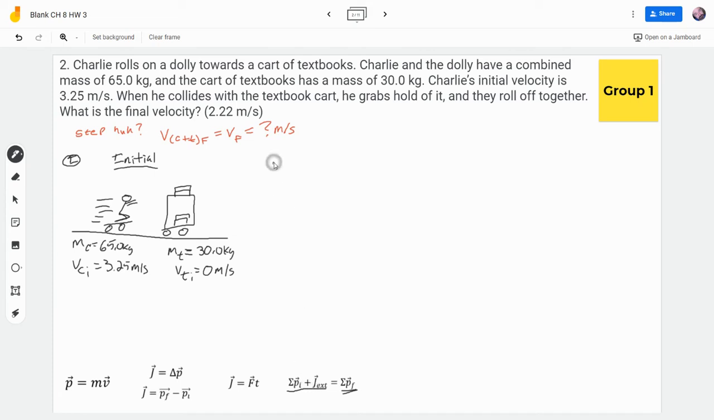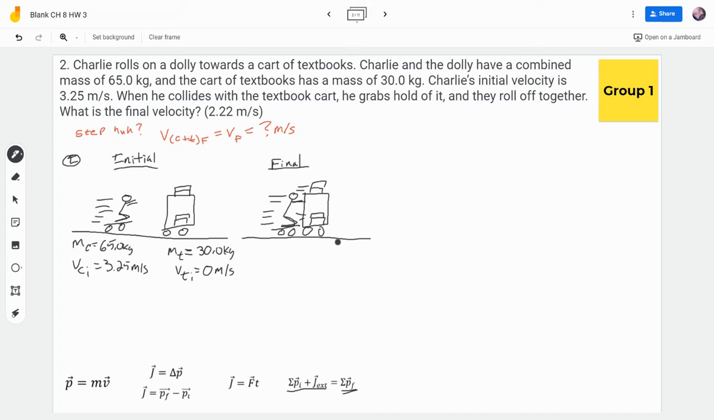And then we have a final sketch. In our final sketch, we've got a dolly. We've got Charlie. And Charlie is now holding on to our cart of textbooks. And so after they collide, everything is moving. So here's lots and lots of speed lines for this.